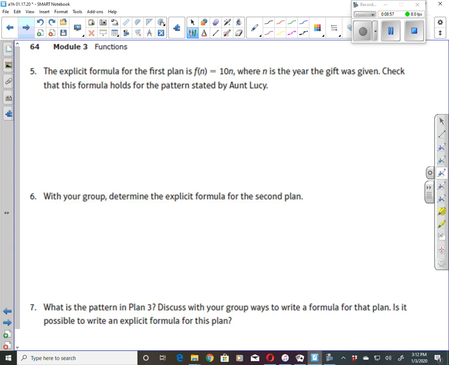The explicit formula for the first plan is f of n equals 10 times n, where n is the year the gift was given. Check that this formula holds for the pattern stated by Aunt Lucy. Well, remember we said a sub 6 equaled $60. So shouldn't f of 6 equal 10 times 6, or $60? So it holds true. The same thing would be true with the subscript.